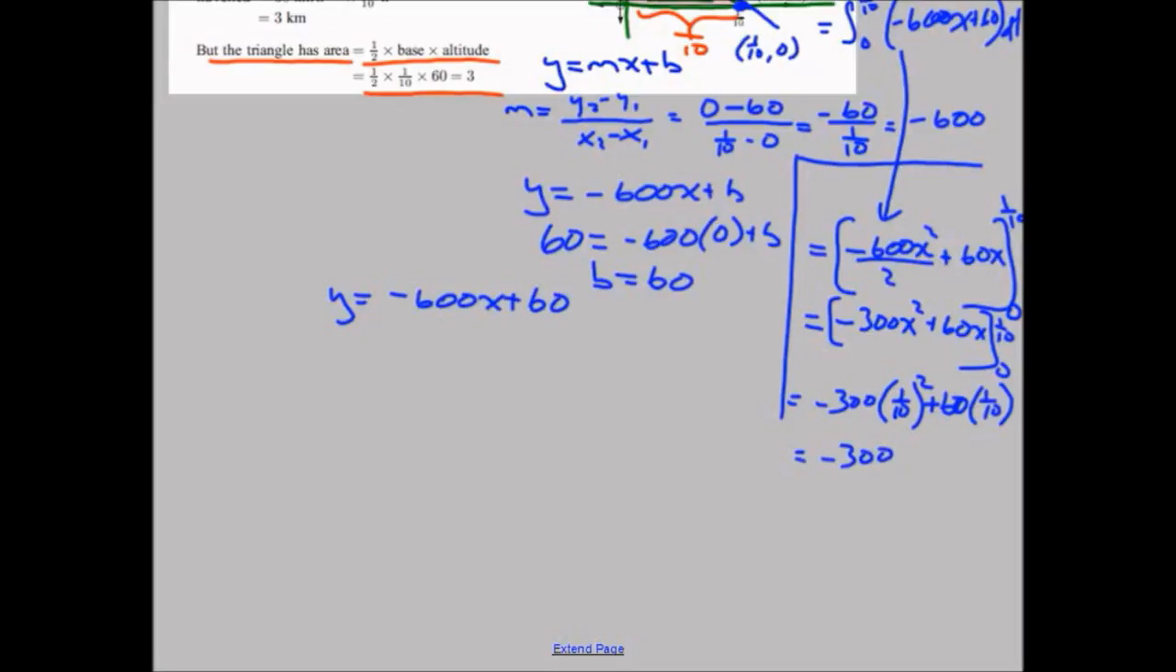So minus 300 over 100, that's negative 3. And this is 60 over 10, which is 6. And our answer is 3 kilometers. Okay, so that was a long, grueling way of doing it, but just showing that yes, we can do that.